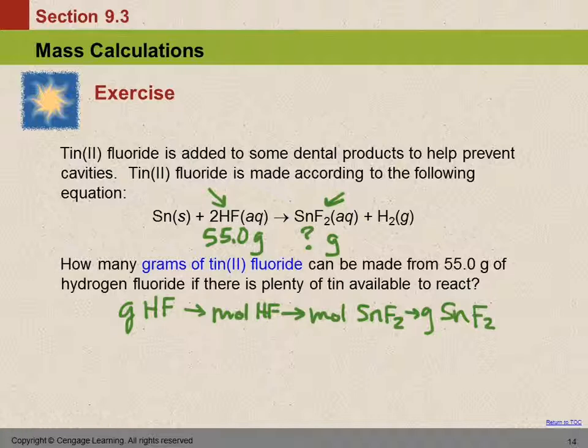Any questions about the path? Because if we don't get how to make the path, it's just hopeless. That's the key, right? Everybody okay with my path? Once we have the path, we just follow it. Grams of HF. Well, we're told that it's 55 grams of HF. And then there are 3 arrows. We're going to have 3 fractions.